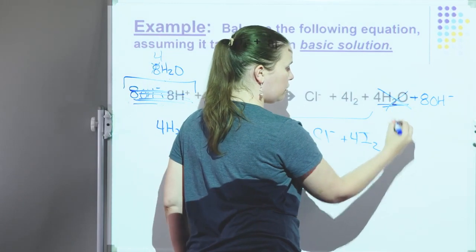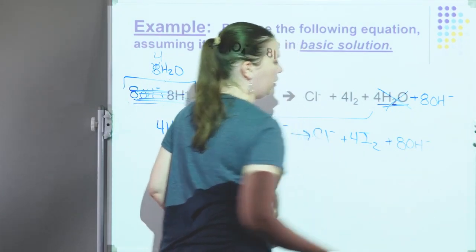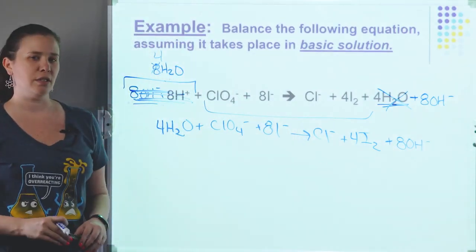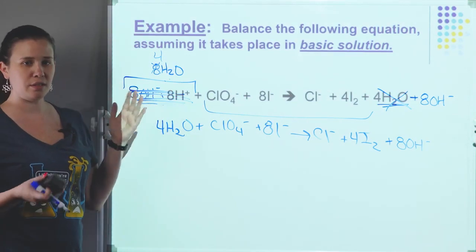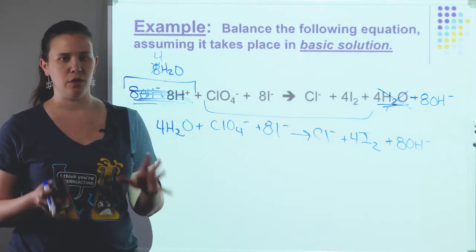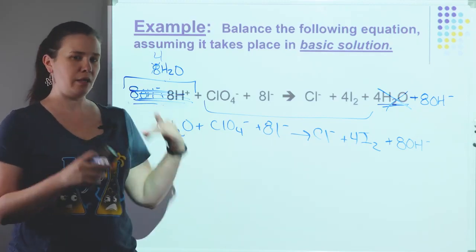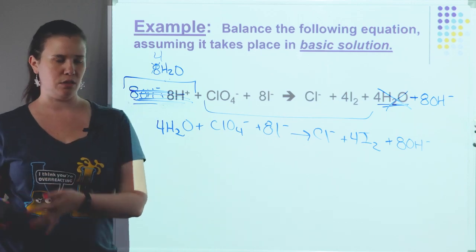And then the water's gone now. I just have those 8 hydroxide ions. And this would be our final answer in a basic solution. Notice how I started with the acidic answer. So no matter what, you're going to be using water and hydrogen to balance the molecules in the first place. And then you can add hydroxide in if we need to change the acidic solution into the basic solution.